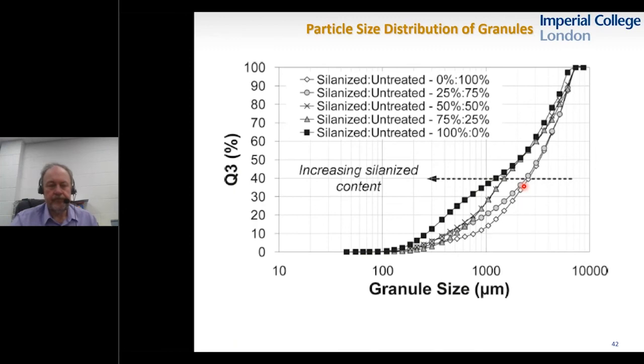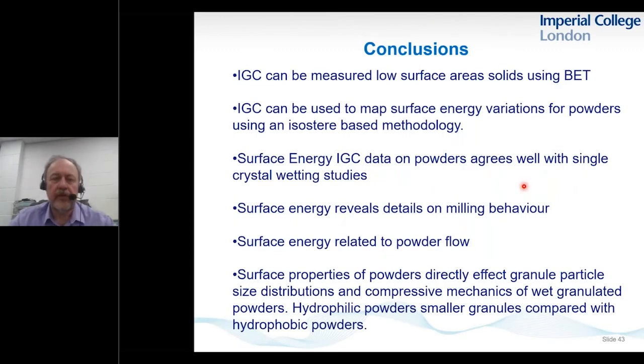So conclusions here: IGC can be used to measure surface energies of low surface area materials using the BET model. We can map surface energy variations of powders using an IGC-based approach. The IGC surface energies agree well with single crystal wetting studies. We can look at how the surface energy is related to milling behavior and the changes in the crystal facets that are present in a powder system.